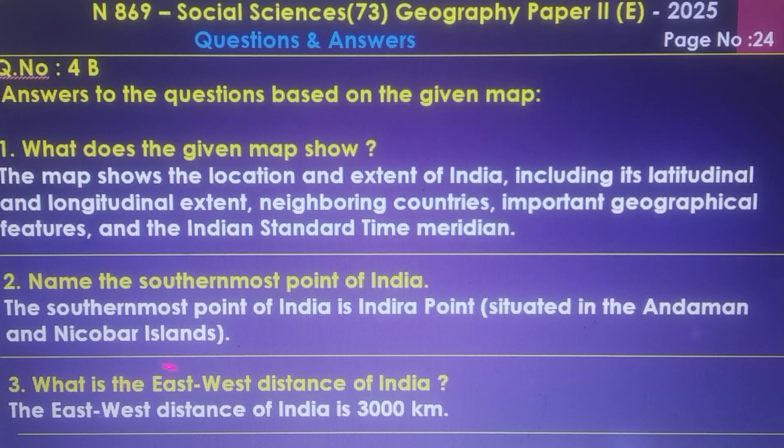The second question is the name of the southernmost point of India. The southernmost point of India is Indira Point, situated in the Andaman and Nicobar Islands. And the third one, what is the east-west distance of India? The east-west distance of India is 3000 kilometers.